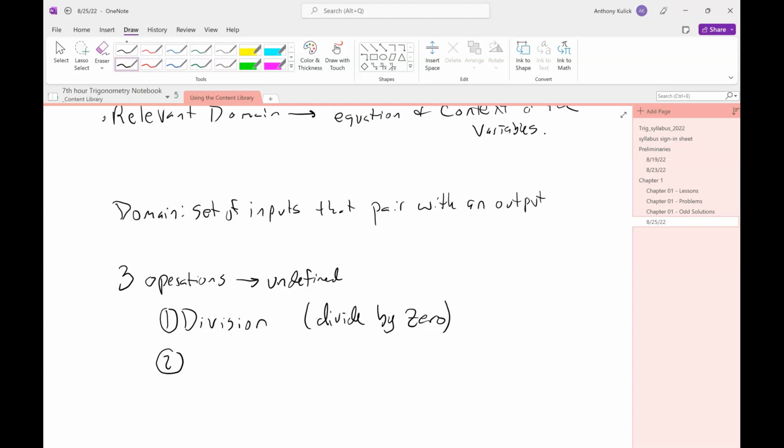How about the square root? What's the square root of 9? 3. What's the square root of negative 9? Undefined. What kind of values give you undefined for square roots? Yeah, negatives.